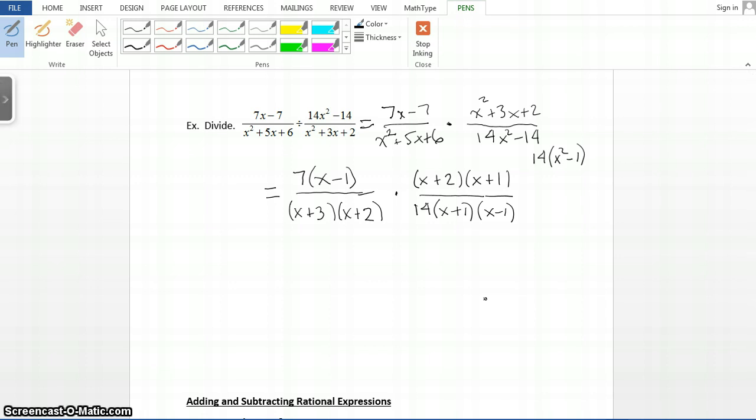Now, this is just a multiplication problem, and we've factored everything, so I can cancel what's common, top and bottom. The x minus 1s are common. How about x plus 1 and x plus 1? How about my x plus 2s? Those will cancel as well. And let's do the 7 and the 14. 7 goes into 14 2 times.